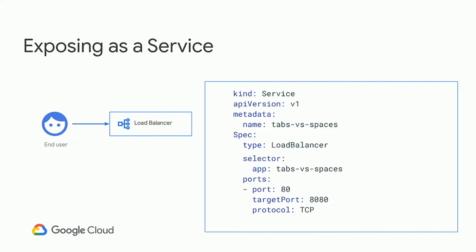So then we talked about the load balancer. For the load balancer, all we're going to do is specify a name. It's going to be called tabs versus spaces. We specify a type. The whole thing is called a service. We specify the type of service. The service is a load balancer. And then the selector. The selector is going to determine which pods it's pointing to. So we're going to be using app tabs versus spaces. That says grab all of the pods with the label tabs versus spaces and start using those.